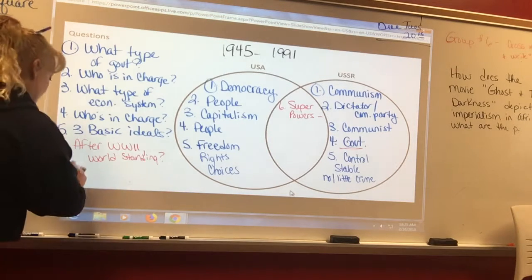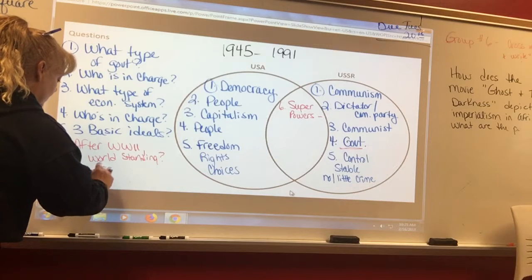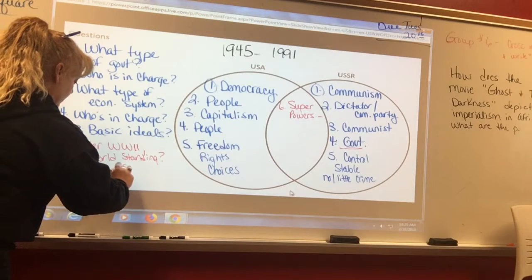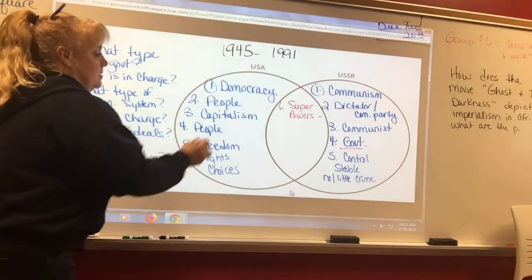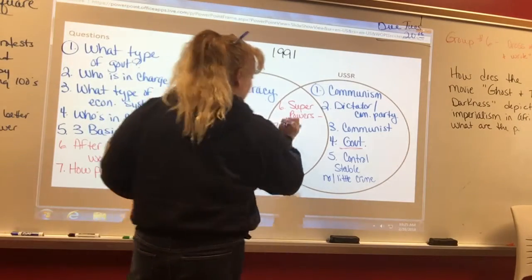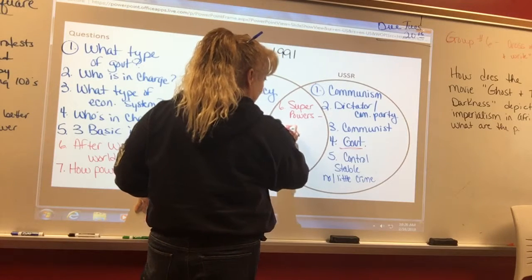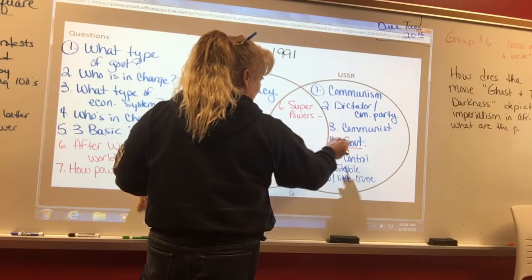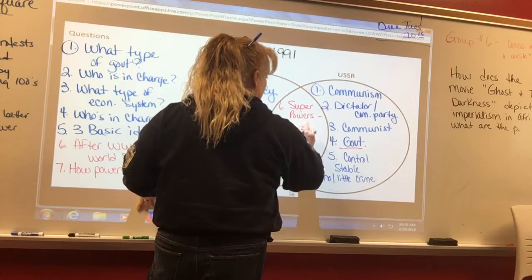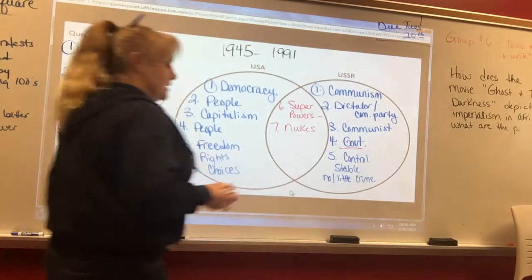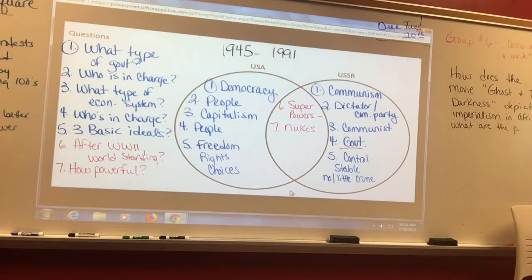Question 7, how powerful are they? And question 7, we know the United States ended World War II by dropping 2 atomic bombs on Hiroshima and Nagasaki, and 4 years later, those same secrets were sold to the Russians, and they detonated their own atomic bomb.